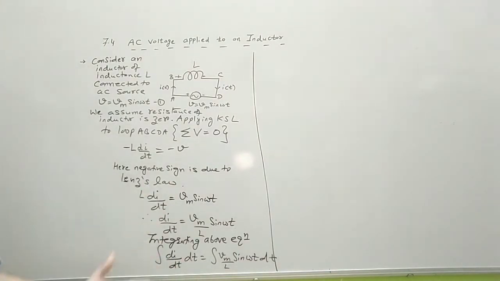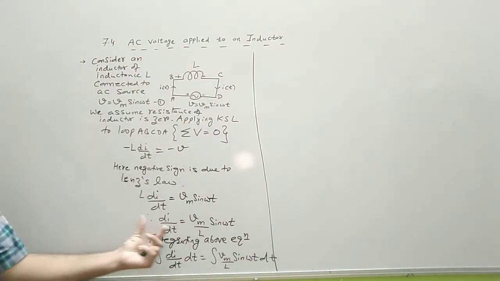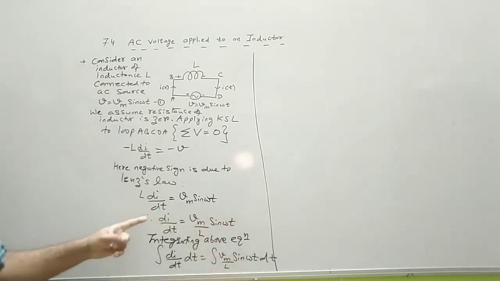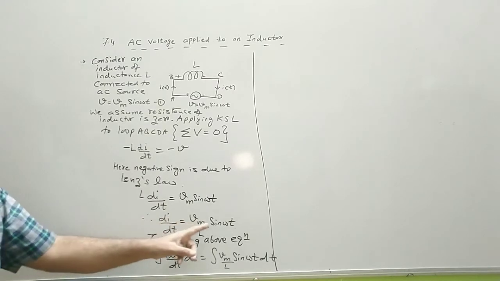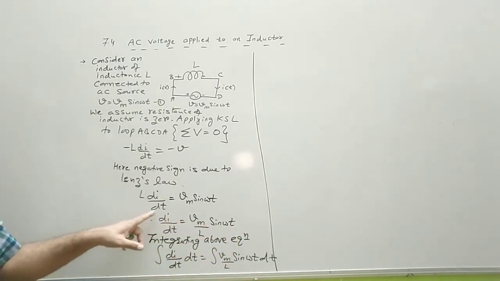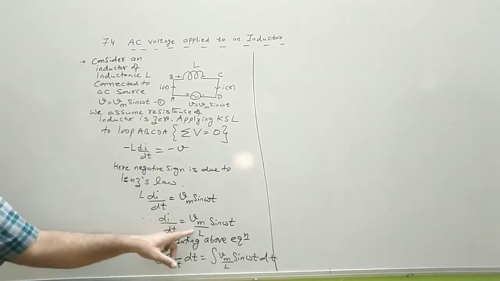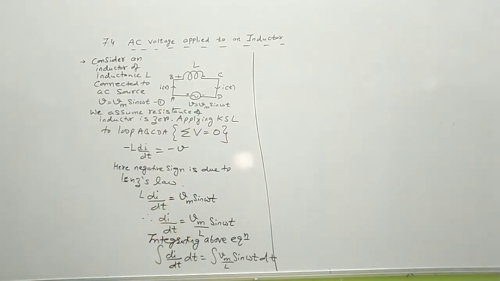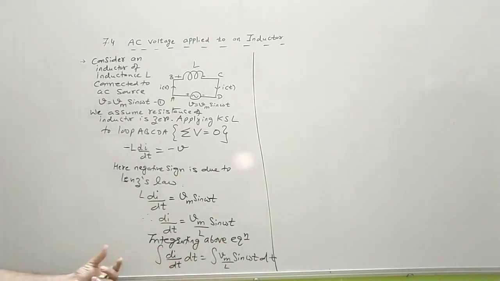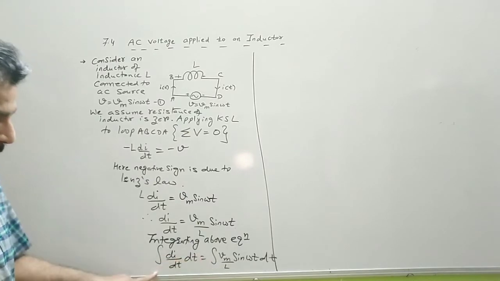We can also consider the limit of this equation. You can take dt to that side and then integrating di, and here we integrate sine omega t dt, putting the limit 0 to I and 0 to t time. So you can also find out using the definite integral. Here we are using the concept of indefinite integral, that is without a limit.